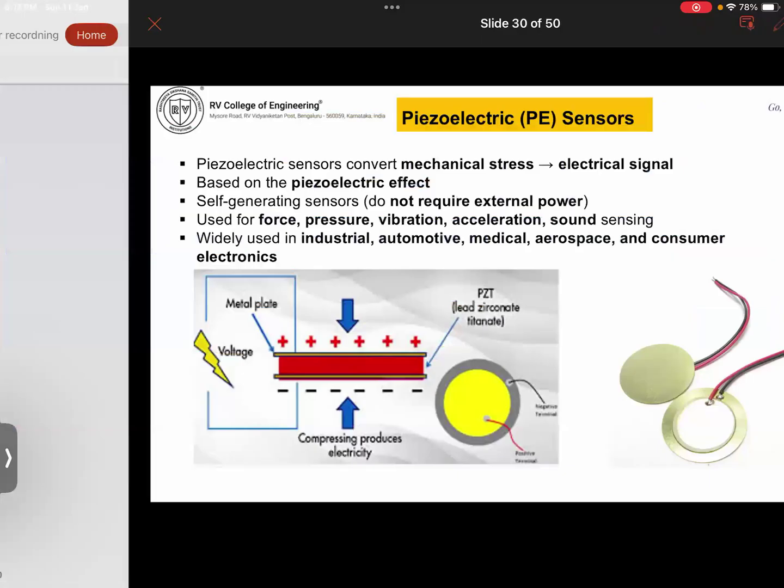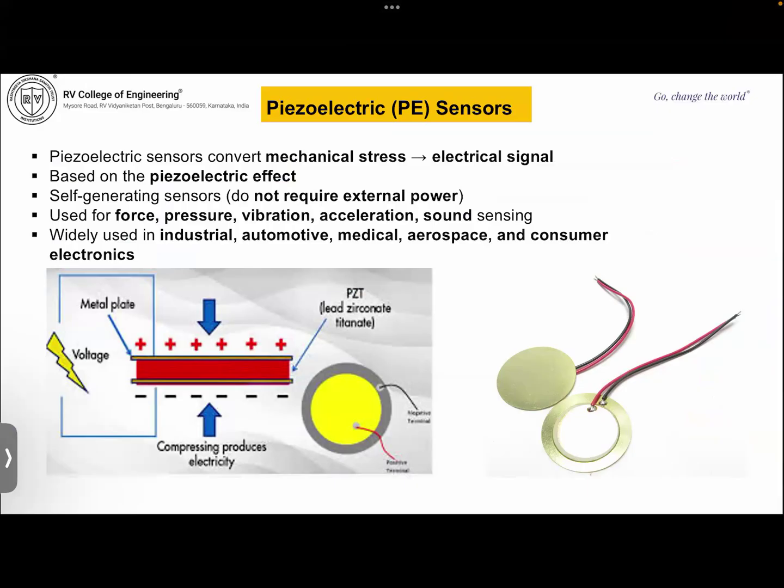slide. So piezoelectric sensors, the piezo is actually a Greek word. It means that the pressure is converted to electrical energy. So it is a sensor that converts a mechanical stress into an electrical signal. It's based on the piezoelectric effect. It is a self-generating sensor and does not require any external power. This sensor is used for force, pressure, vibration, acceleration, or sound sensing. It's widely used in industrial, automobile, medical, aerospace, and consumer electronics.